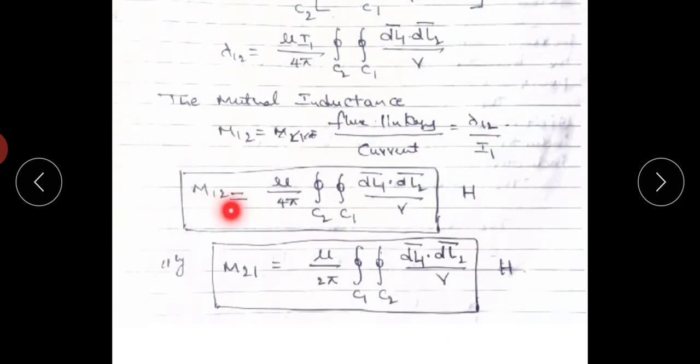The mutual inductance equals flux linkages by current. So M12 equals flux linkages by current, here current equals I1. So lambda 12 by I1 equals M12, which equals mu by 4 pi closed line integral C2 closed line integral C1 dl1 bar dot dl2 bar by R. Inductance units are henries. Similarly, the mutual inductance from second coil to first coil, M21, equals mu by 4 pi C1 integration C2 integration dl1 bar dot dl2 bar by R henries.